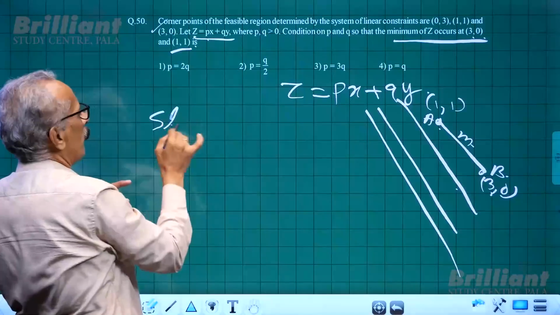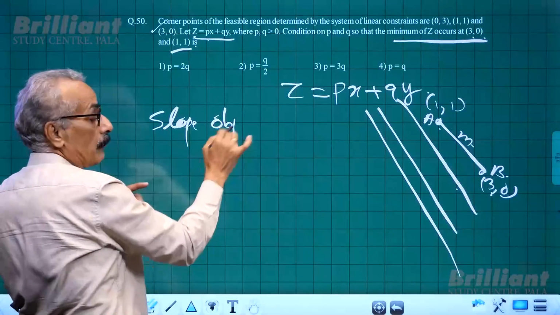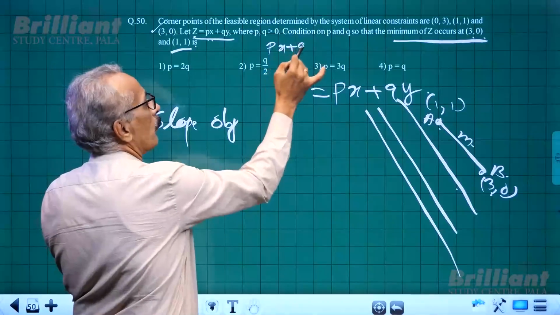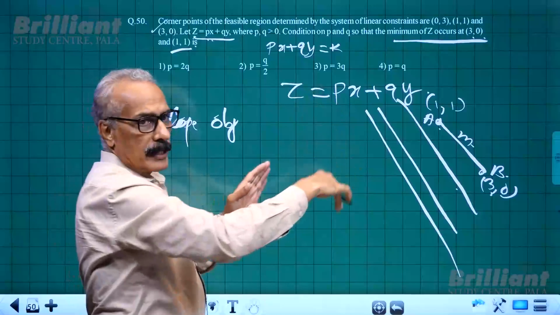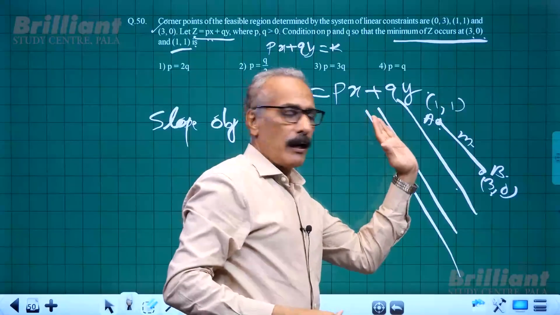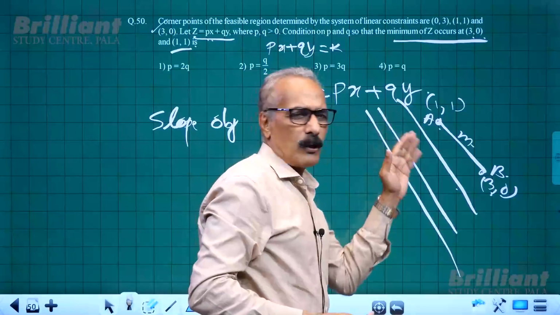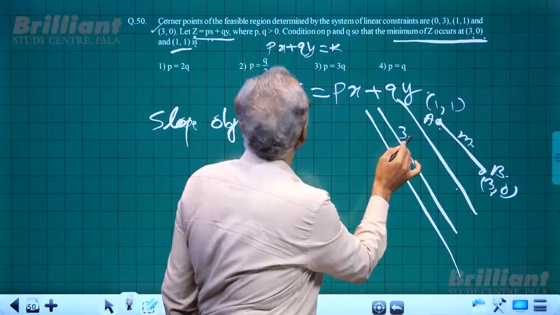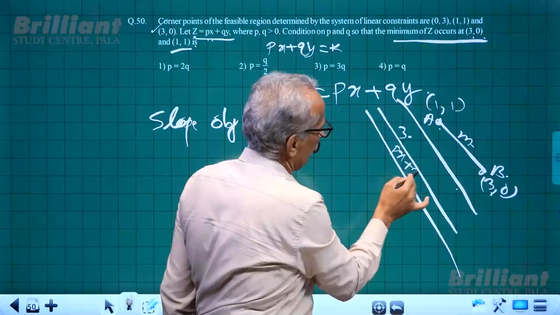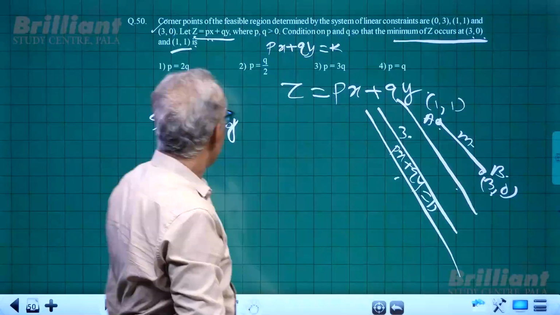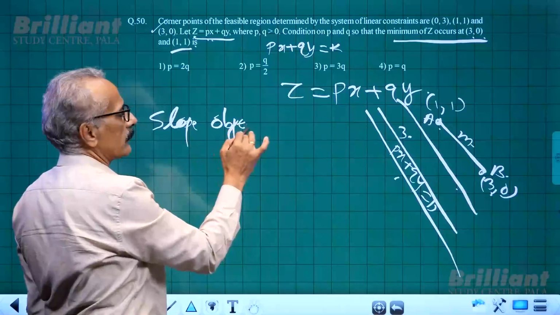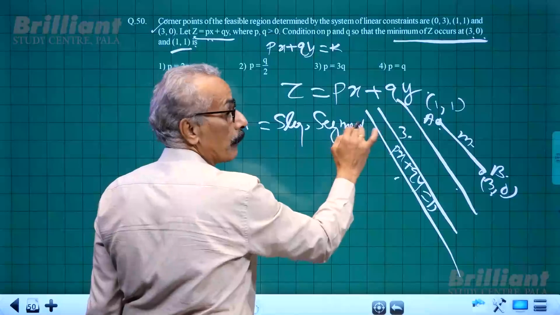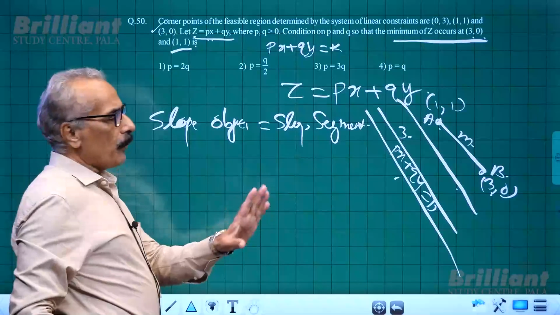Slope of objective function. Somebody may ask why. Actually, your objective function is Px plus Qy equal to some k. That is the iso-profit line, or iso whatever, extrema. Iso means same, parallel. Px plus Qy equal to k, parallel. Therefore, slope of objective function is equal to slope of the segment. This point you should keep in your mind always. Only at one point we cannot say. At 2 points, yes.